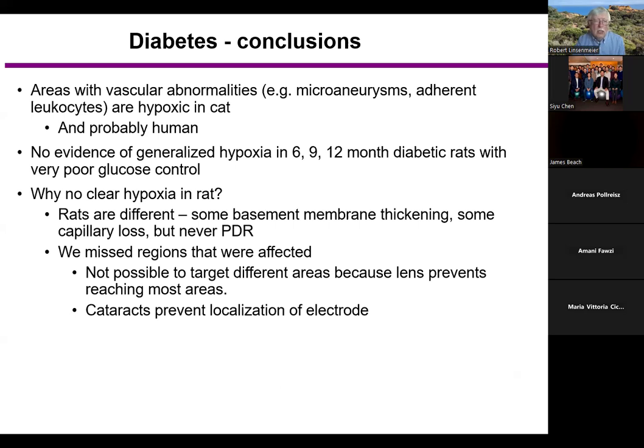So why is there no clear hypoxia in the rat? Well, we don't really know. Rats could be different. There is some basement membrane thickening and some capillary loss, but of course there's never proliferative retinopathy. It could be that we missed regions that were affected because we couldn't identify regions as we could in cat, and because the cataracts prevented that even if we tried to see in the eye.